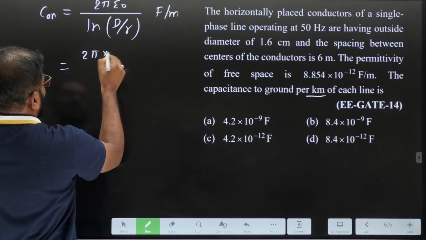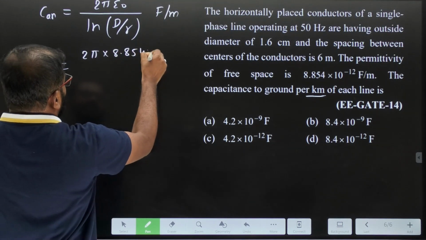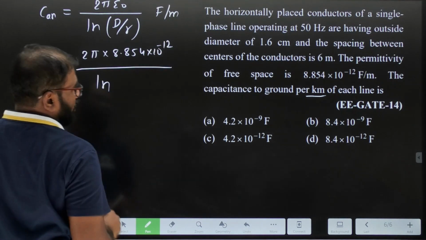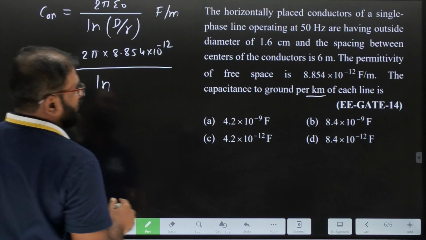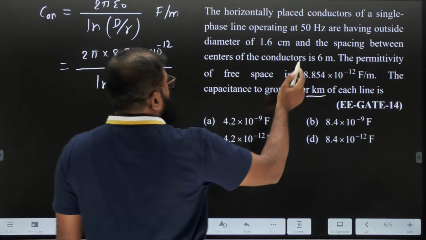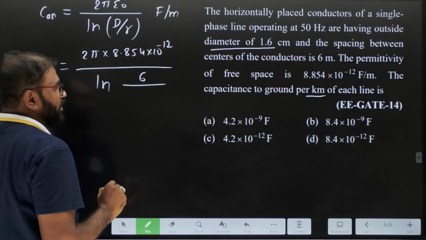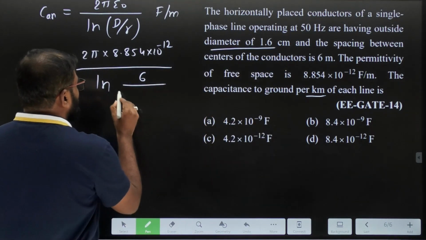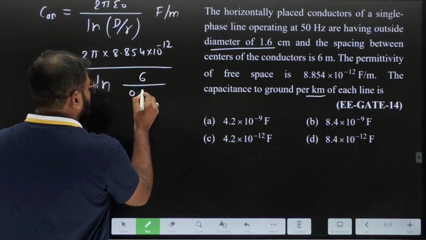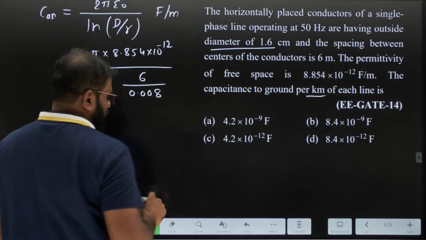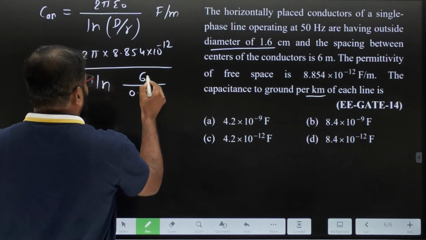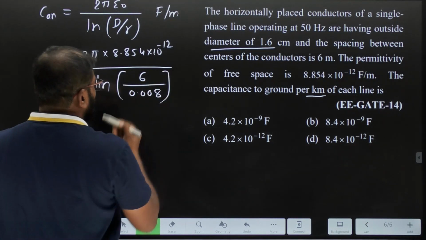Let's see, 2 pi into 8.854 into 10 power minus 12 by ln of d. Spacing between the conductors is 6 meters. And the radius of the conductor is what? The diameter is given as 1.6 centimeters. What is the radius? 0.8 centimeters. 0.8 centimeter by 100 is 0.008 meters. So this is in meters now, and the numerator also in meters, so the units are satisfied.